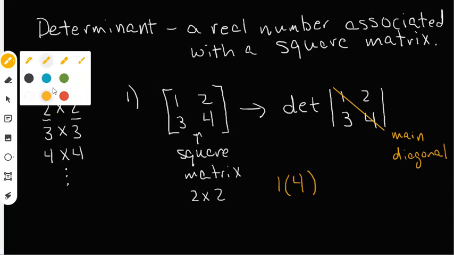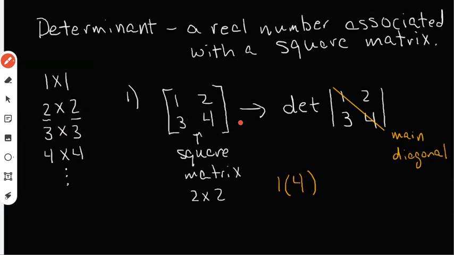The next thing we're going to do is the other diagonal, from the top right to the bottom left. Sometimes I like to call this the counter diagonal because it's not the main diagonal, but it's counter to it. So we're going to multiply the two numbers in the counter diagonal, the 2 and the 3. So I'm going to multiply 2 by 3. And now I can subtract my products in the middle.